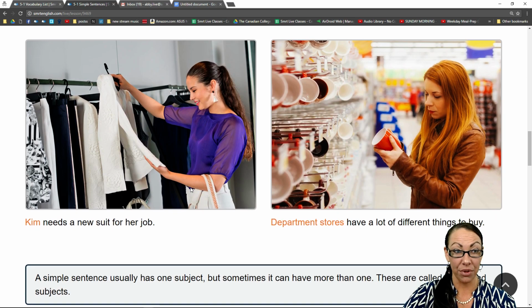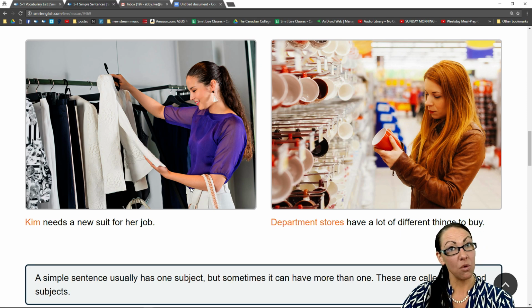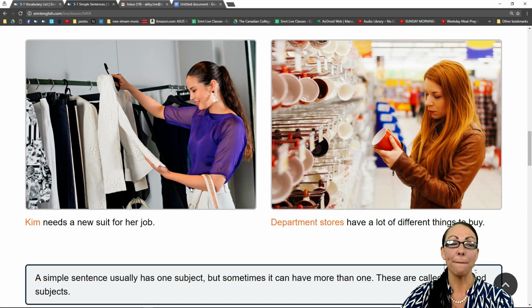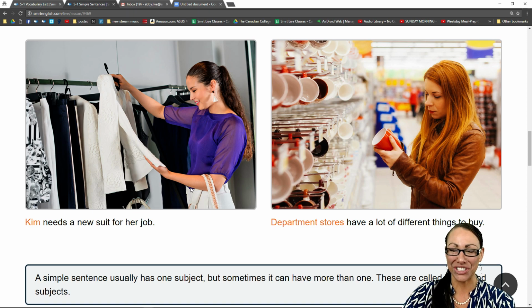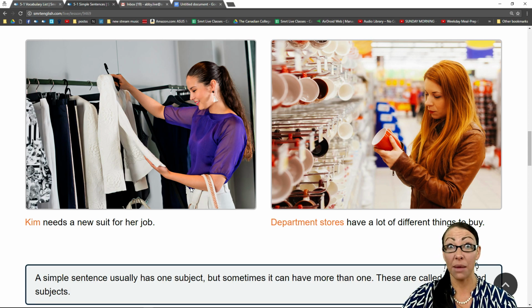So as our examples, Kim needs a new suit for her job. So again, Kim would be well advised to try on the suit. Make sure that it's not too tight. As I said, traditionally suits are more of menswear, but of course, since it is a type of dress, a type of style, a type of clothing, women can wear suits as well. In this example, Kim needs a new suit for her job.